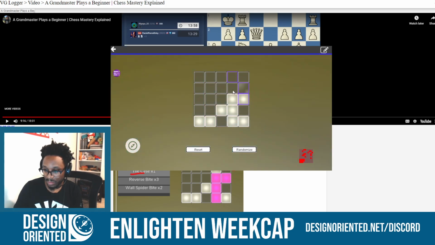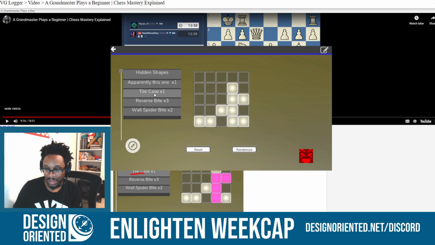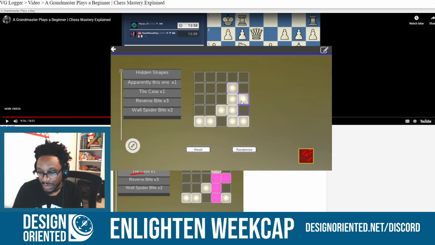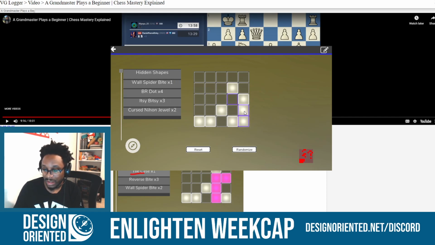Yep. It's the same formation. And then you use the Hidden Shapes tool. You can see that there's a tile case in Hidden Shapes. This is what I call that tile case. So what's the fallout gonna be? Whenever you could just remove the tile case right now just by going clickety clickety.